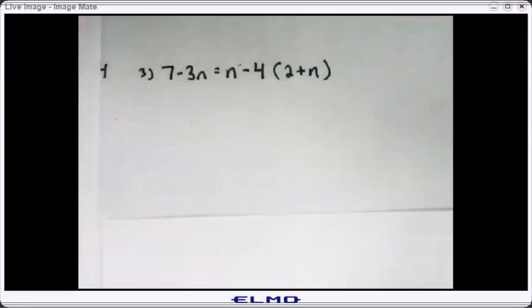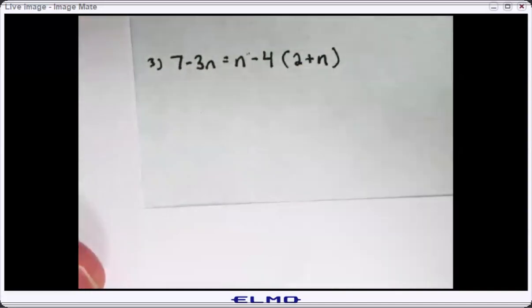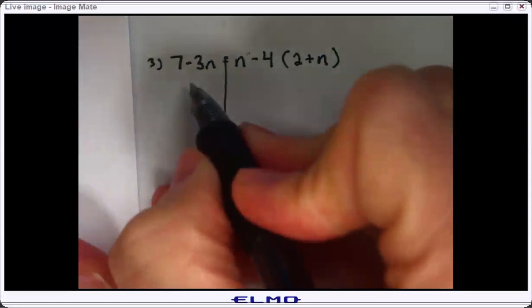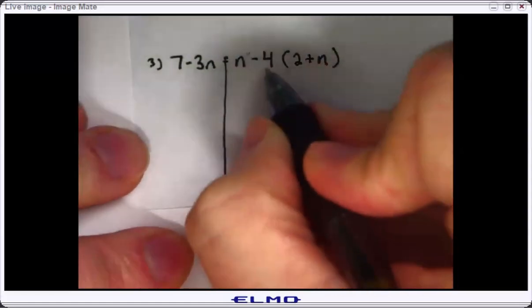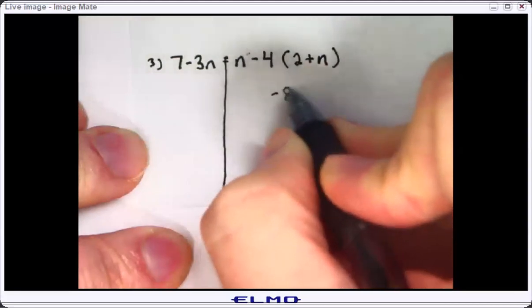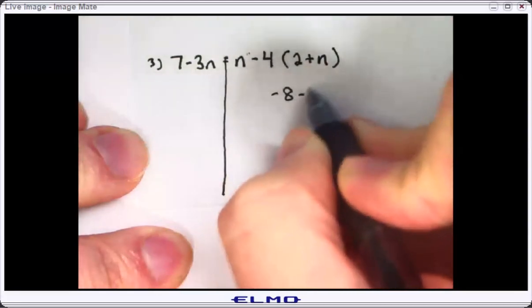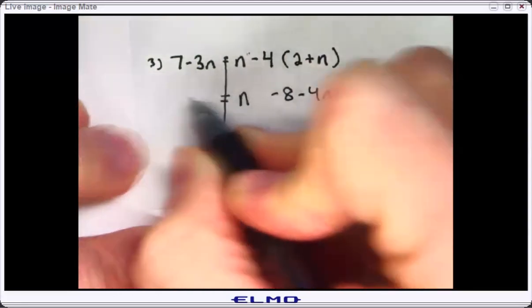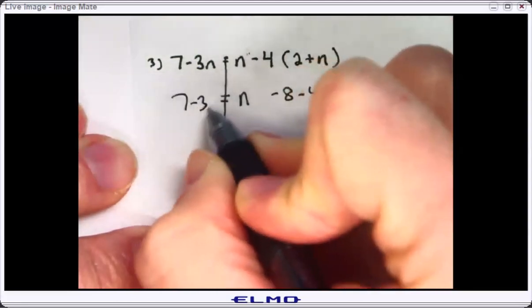And again, good time here to pause the video, try it yourself, and then let me go over it with you. Left side, simplest form. Right side, we have to distribute a negative 4. Negative 4 times 2 is negative 8. Negative 4 times n is negative 4n. You need to remember to bring down this n. And on the left side, bring down 7 minus 3n.